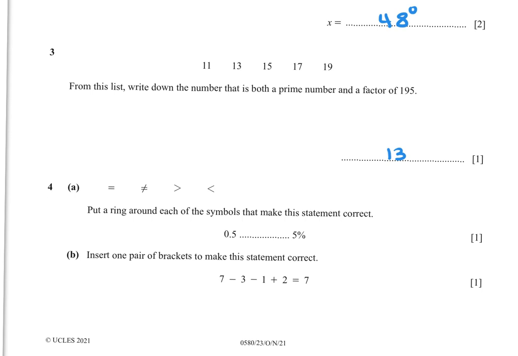For A, put a ring around each of the symbols that make this statement correct. 0.5 and 5%. 0.5, if you change this decimal to percent, multiply by 100, so this will be 50%. Now we have 50% and 5%, so greater than.